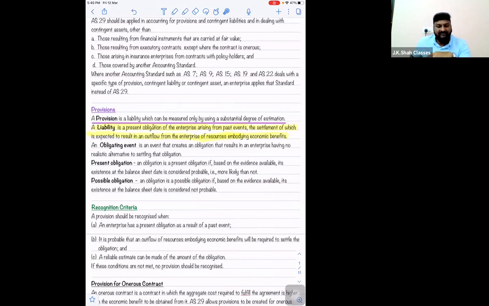And the third point of differentiation: for provisions, we can say that the amount required to settle the obligation can be measured reliably. But with respect to a contingency, we cannot measure it reliably. So these are the three major differences.